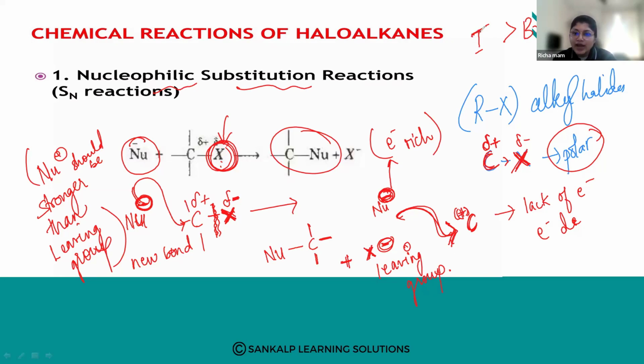Because as you go down the group, what will happen to the size? Size will increase. The bigger the size of the atom, the more is its stability. So iodide is a good leaving group as compared to bromide ion, Cl minus and fluoride ions. And what is the order of reactivity of haloalkanes? RI is greater than RBr is greater than RCl is greater than RF. These are the important things you have to know.